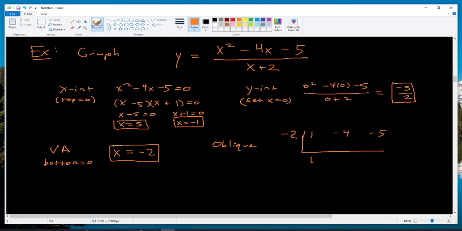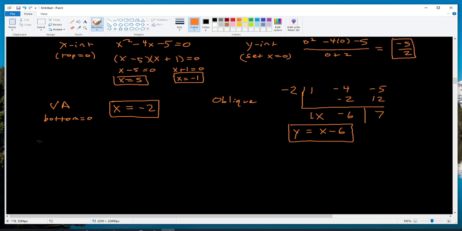So we bring down the 1, -2 times 1 is -2, -4 plus -2 is -6. Negative 2 times negative 6 is positive 12. Negative 5 plus 12 is 7. So this is no x's number. This is x to the first power's number. So y equals x minus 6. That is our oblique asymptote in this case.